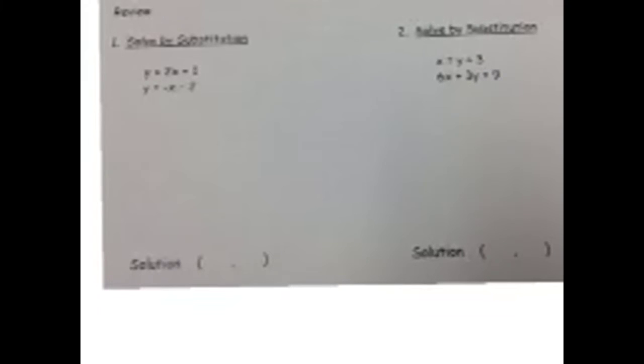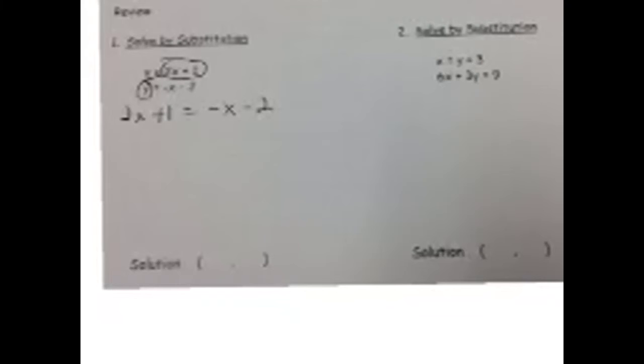Okay. Here's a quick look back at what substitution looked like. You had to have one of the equations solved. So this one was solved, and what we do is we took that and plugged it in for here. And so when we did that, we got 2x plus 1 equals negative x minus 2. That was our first substitution that we did.